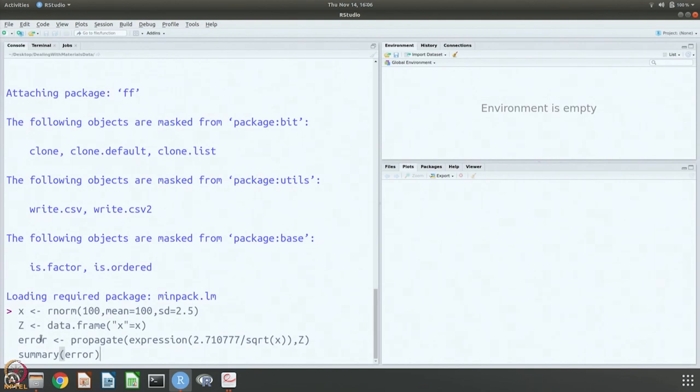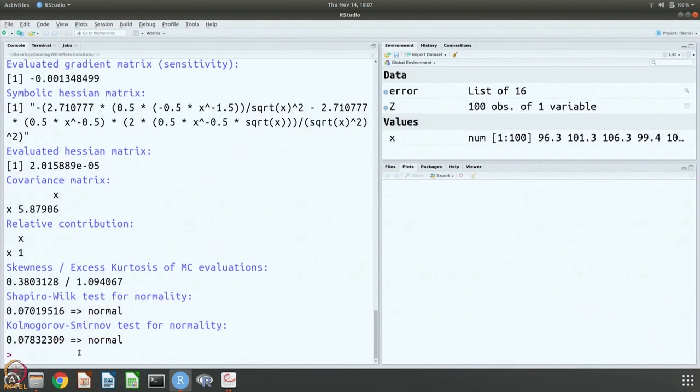Okay, so what is this command? This is the error propagation we are calculating, using the expression 2.71 by square root of x. For doing error propagation, we have to give either the mean and standard deviation or some data generated using a simulation. This error propagation itself is going to be done using Monte Carlo simulation, and we want to look at the resultant values.